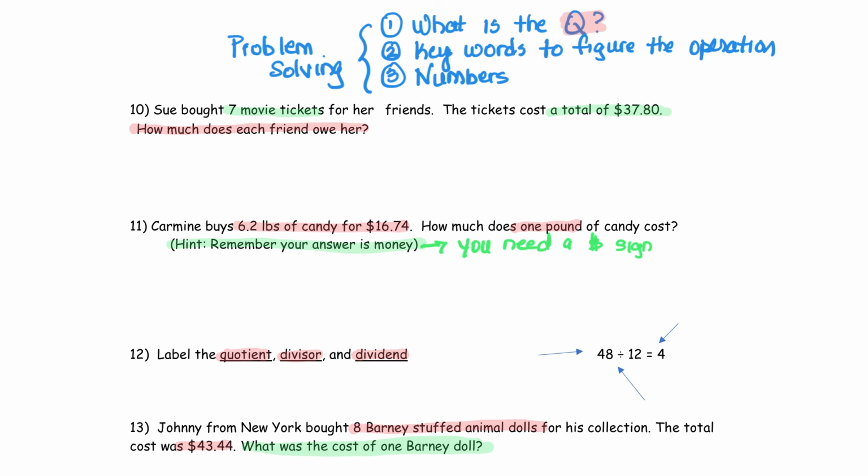Number 2, you're going to look for key words to figure out the operation. Is my question asking for something to get bigger or smaller? And lastly, what are the key numbers that I need in that word problem? Do I need them all? Do I need some of them? Really think about the question, and that will help you guide your answer.